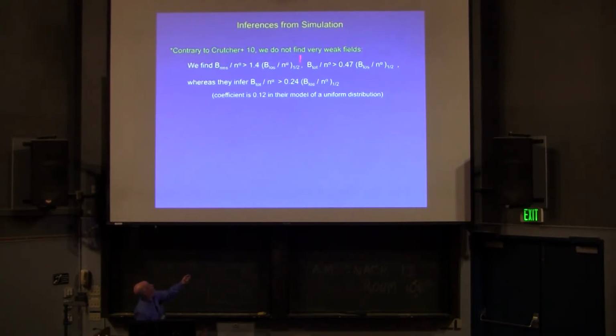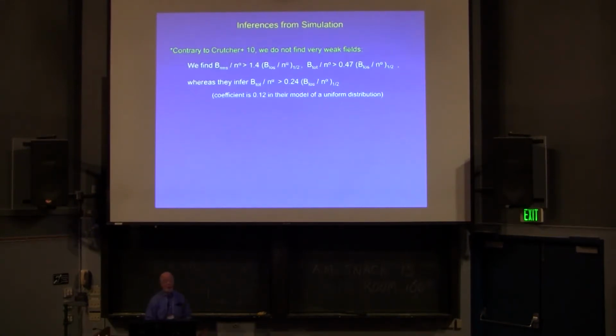divided by n to the alpha is larger than the median value of the line of sight field, whereas they infer that you can have B total that might be as small as only 24% of it. Now I should say, their model is actually inconsistent, so there are two ways of calculating this quantity where I did the minimum value of B total. One is to actually use their B max, and that's what I did here.